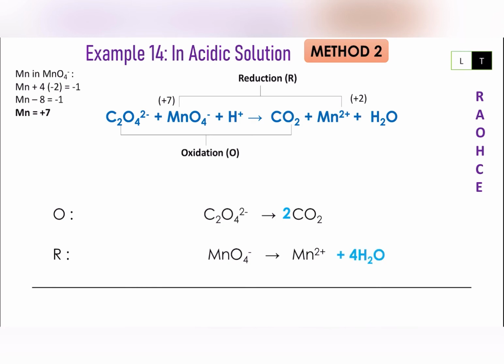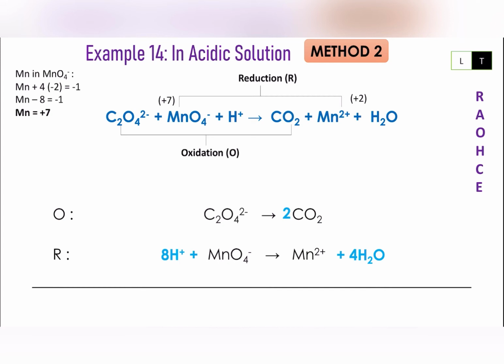Next, we are going to balance hydrogen by adding H+. For oxidation, you just skip because there is no hydrogen atom. Now we go to reduction. You have 4 times 2, 8 hydrogen atoms, so I'm going to add plus 8H+. In this step, you just add up all those things together in one line. A bit different from method 1, but at the end of the solution, you will get the same balanced equation.